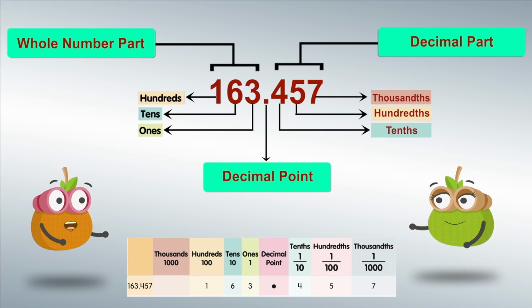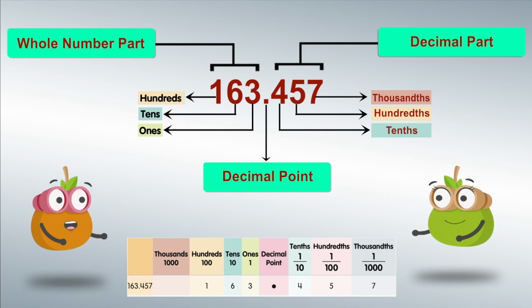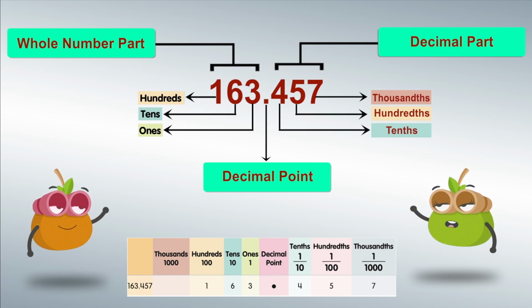When 1 is divided into 10, 100 or 1000 equal parts, then each part is called 1/10, 1/100th or 1/1000th. Wow, it's amazing!